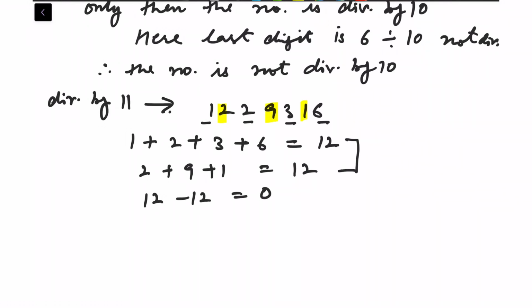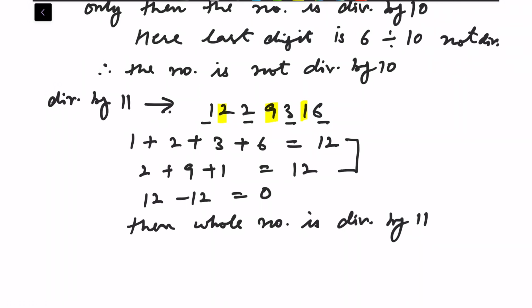If this subtraction comes to 0 or a multiple of 11, or we can say if the number is divisible by 11, then the whole number will be divisible by 11. Here we are saying that this comes to 0, then the whole number is divisible by 11.